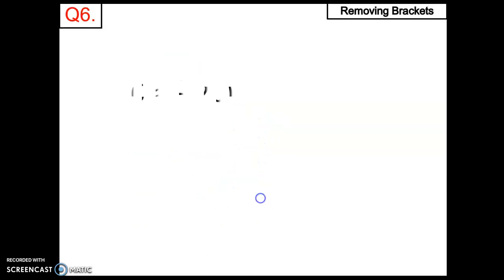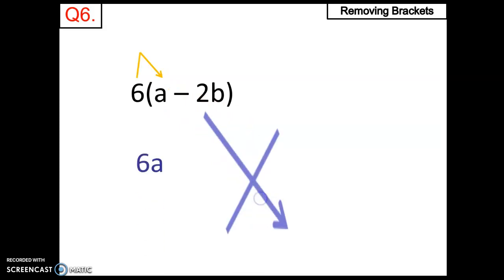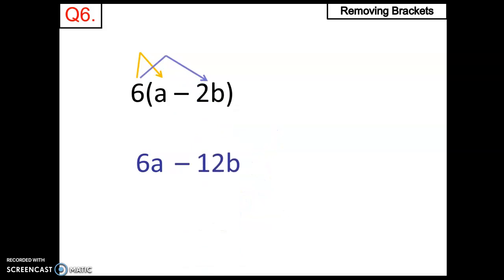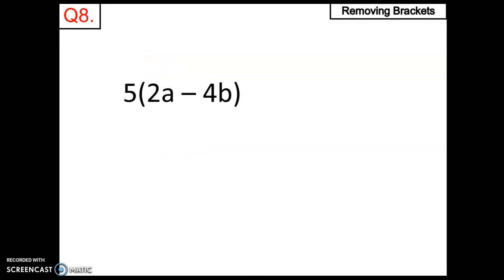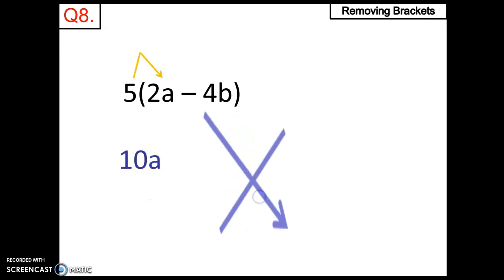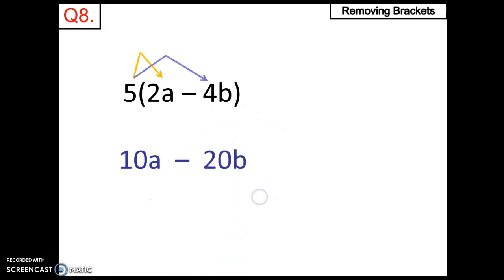4x plus 4y. Then we've got 6 times a is 6a, and then 6 times minus 2b, plus by minus is minus, and 6 by 2b is 12b. So minus 12b. Don't forget the letters. 3 times x is 3x, 3 times minus 2 is minus 6, plus, don't forget, unlike signs give minus, 3 by 2 gives 6.